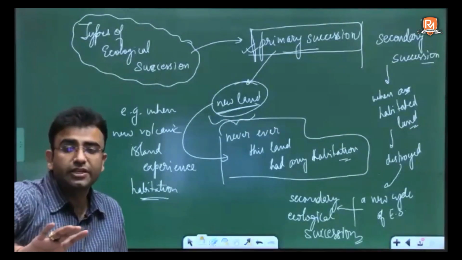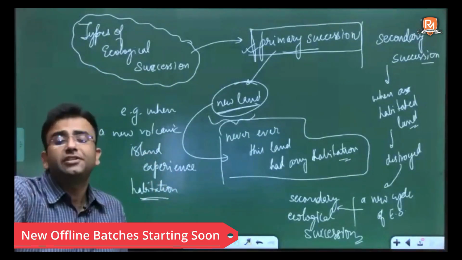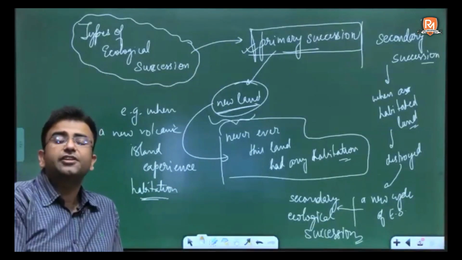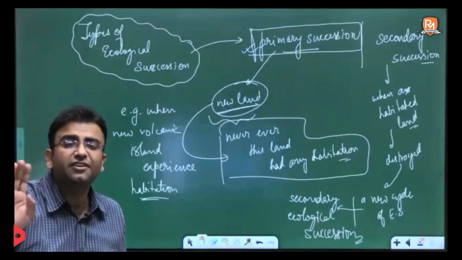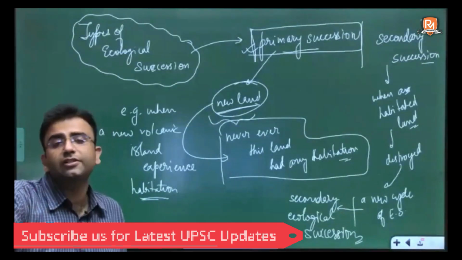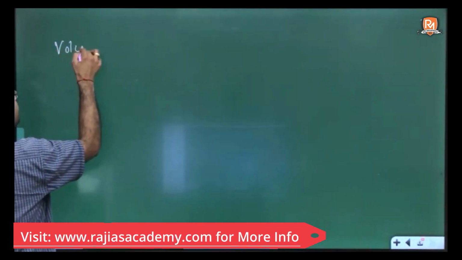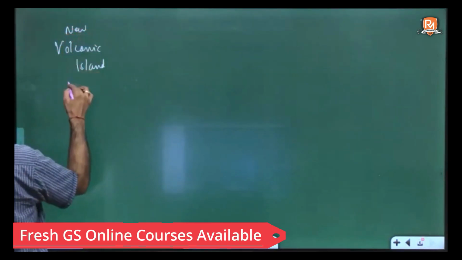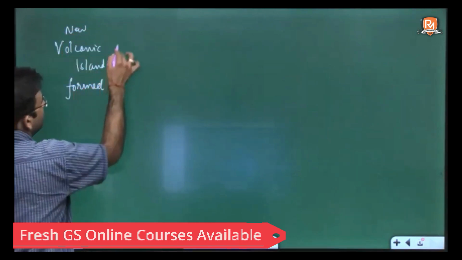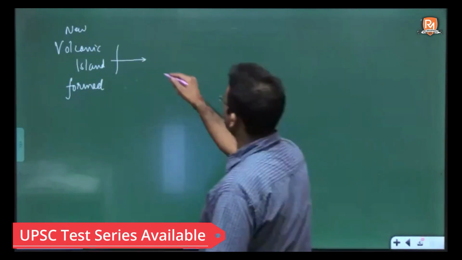No, no, no. See, for ecological succession, the land must not be destroyed. For secondary ecological succession, it's not necessary that the land is destroyed. Land destruction is not mandatory for secondary ecological succession. For example, a new volcanic island formed. This new volcanic island gives rise to what? This gives rise to primary succession.